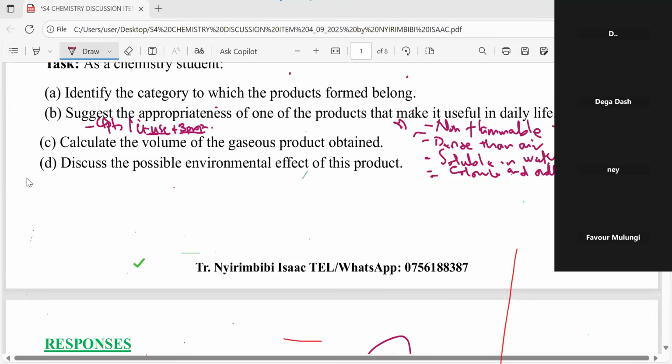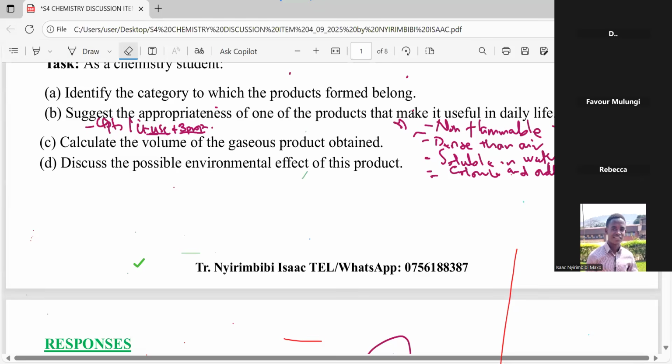Calculate the volume of gaseous product obtained. Okay, calculate the volume of gaseous product obtained. Okay, do you have something you can tell us on that? How do you calculate? Not really.